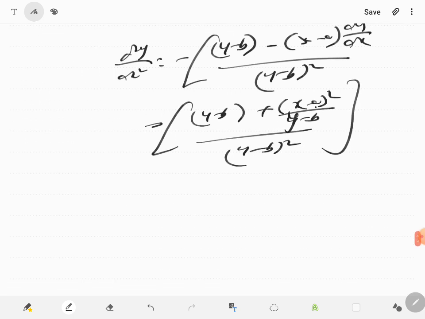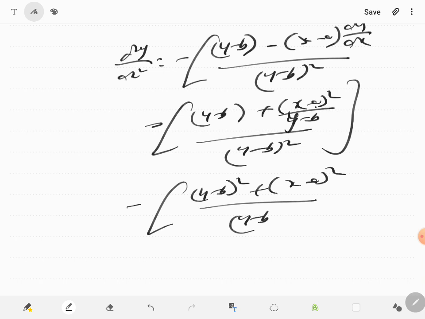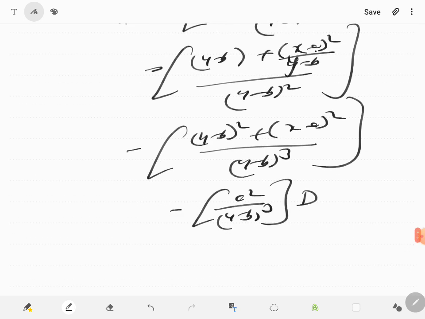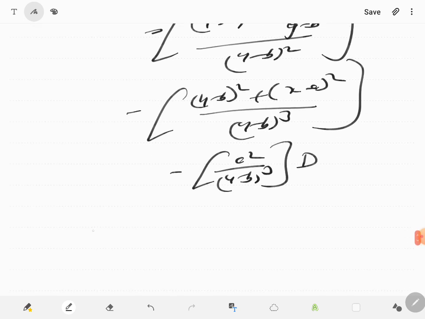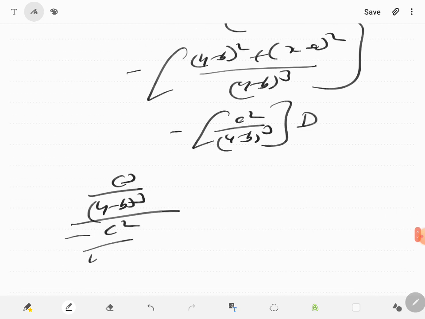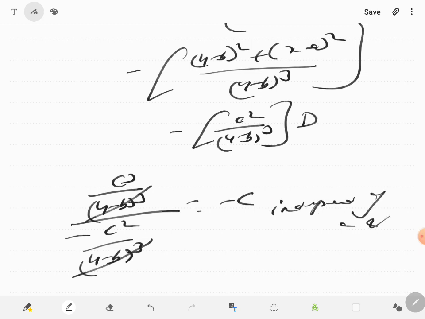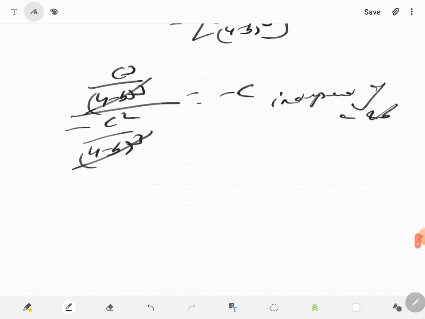So now LCM on the top will get you (y minus b) the whole square plus (x minus a) the whole square by a (y minus b) the whole cube. So this will become minus c square by (y minus b) the whole cube, and this is the denominator's answer. What was the numerator's answer? C cube by (y minus b) the whole cube. Denominator's answer is minus c square by (y minus b) the whole cube. So answer is minus c. Thus the answer is independent of a and b. So let's go to next question.